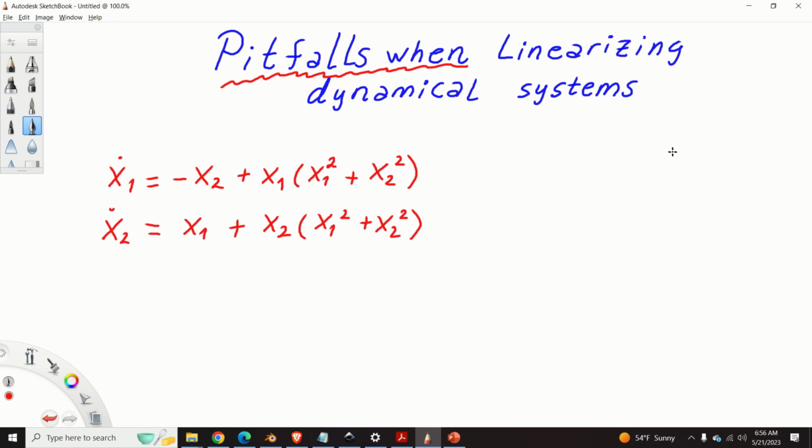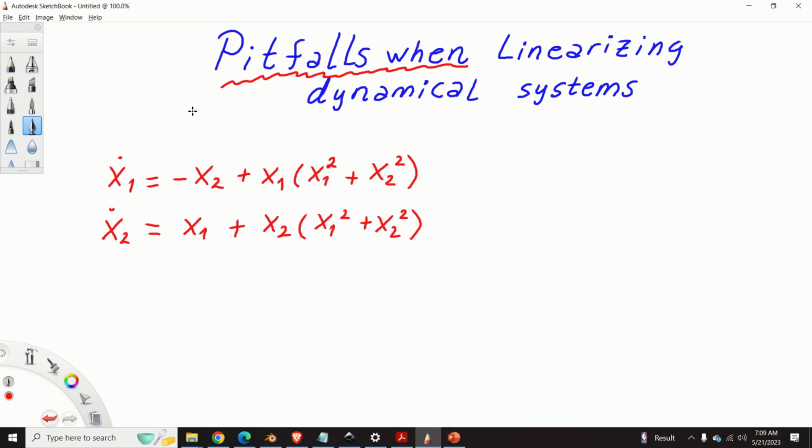This particular tutorial is dedicated to the pitfalls that can happen when someone applies the linearization procedure to nonlinear dynamical systems. The main motivation for creating this video tutorial comes from the fact that people often tend to analyze the stability of nonlinear systems by using the linearization procedure. And there is nothing wrong with this approach. Linearization can be a useful method for analyzing the stability of nonlinear systems.